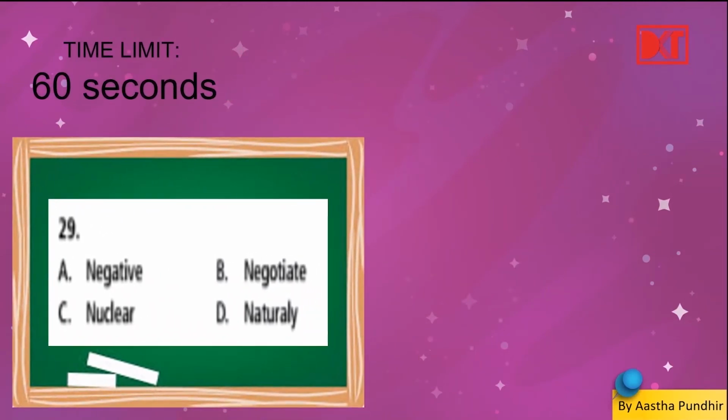Okay, here we have negative, negotiate, nuclear and naturally. The incorrectly spelled word is D, naturally. It is supposed to have a double L, naturally, N-A-T-U-R-A-L-L-Y. Other words, negative, negotiate, nuclear, all of these are correctly spelled.